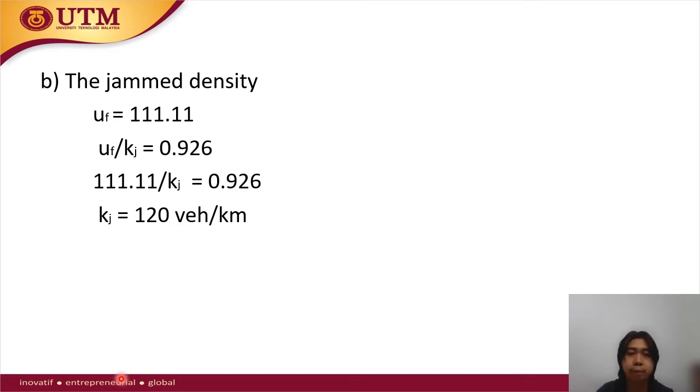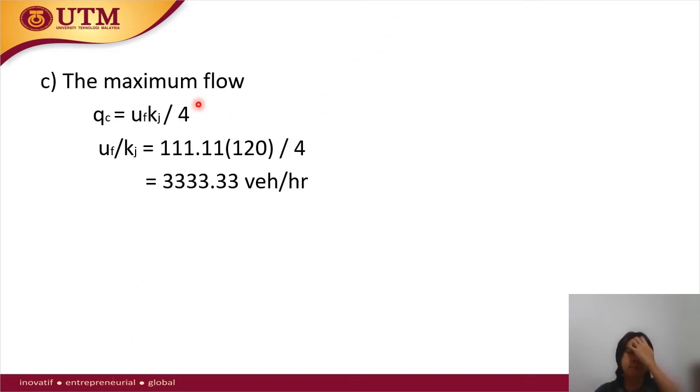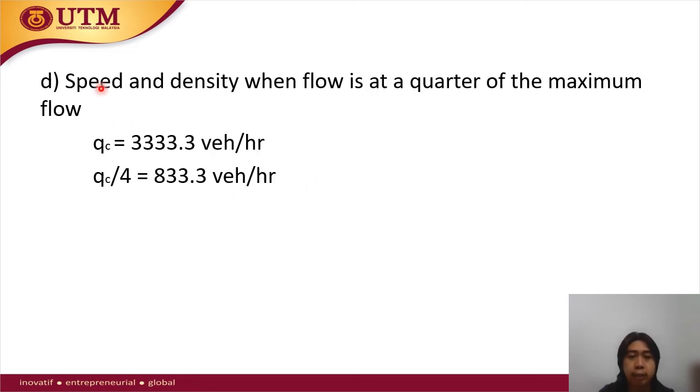On to the next question. Now for the maximum flow, we're only going to use a simple formula, which is Qc equals the free flow speed multiplied by the jam density over 4. So we get the value of 3,333.33 vehicles per hour. It's quite simple. Next question.